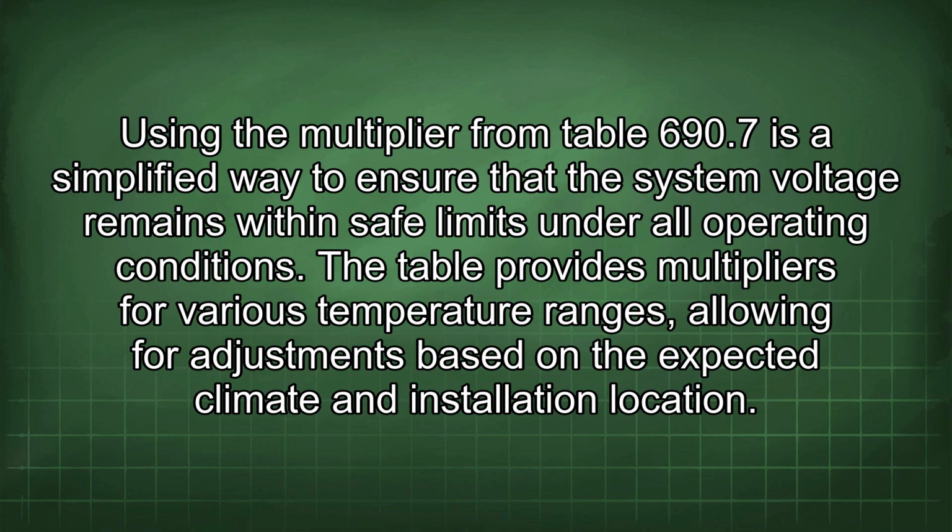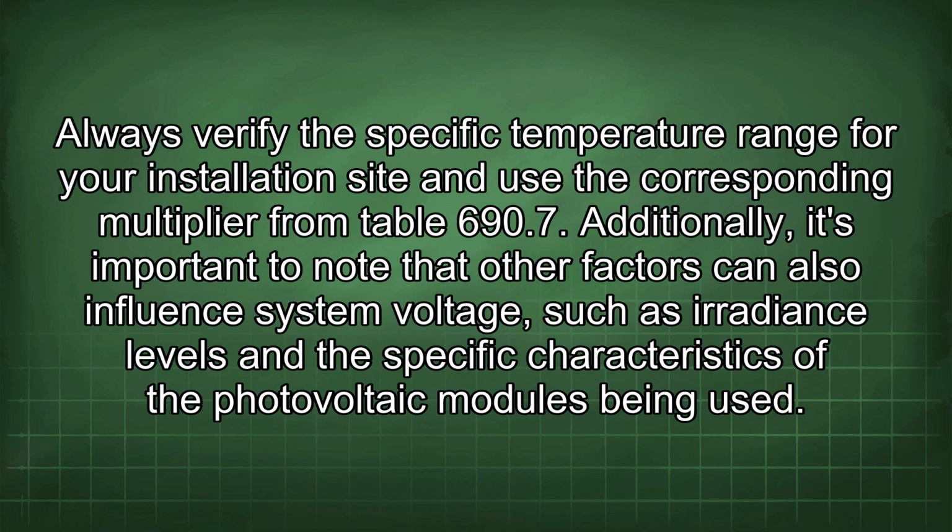The table provides multipliers for various temperature ranges, allowing for adjustments based on the expected climate and installation location. Always verify the specific temperature range for your installation site and use the corresponding multiplier from Table 690.7.